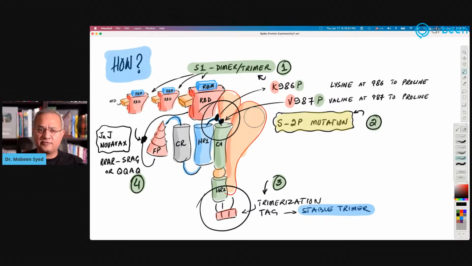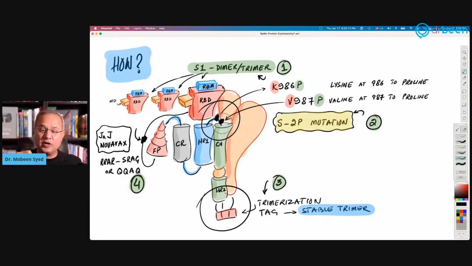So imagine you have a long rope with beads in it. The bead number 986 was made up of the brick, or material, lysine. You replace that bead with proline. Similarly, the next bead, which is place number 987, was made up of valine material, some nice gem, beautiful, shiny thing, valine. You replace that with proline as well. So when you replace these two, then this knife cannot open.